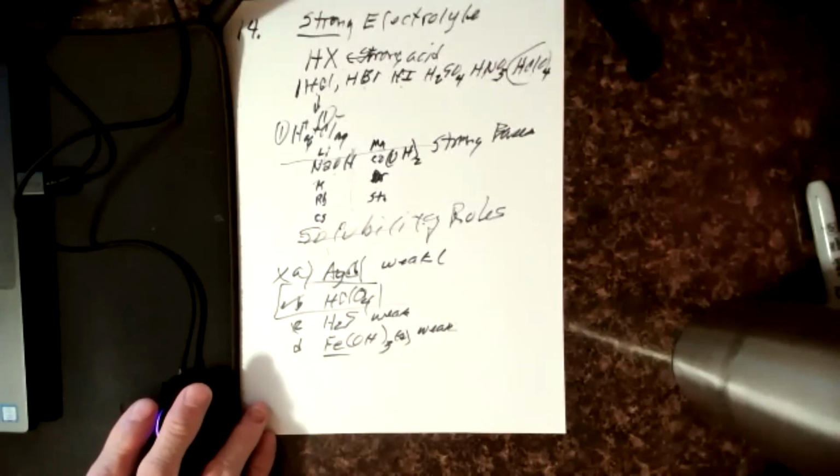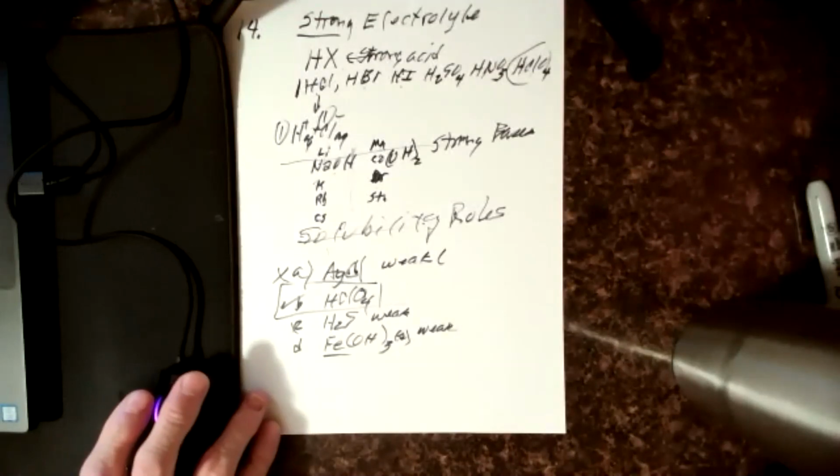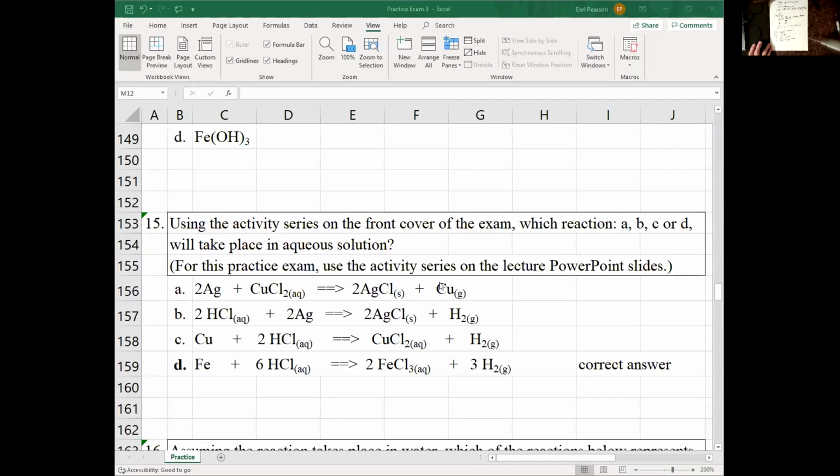And I'm sorry, I forgot to show you my screen. I should have been showing it to you for that one. Here's what we're looking at. What I'm saying is that on the activity series, maybe hydrogen is here, copper is here, and silver is here, in that order. So silver is below copper, it won't react. Silver is below hydrogen, it won't react. Copper is below hydrogen, it won't react.